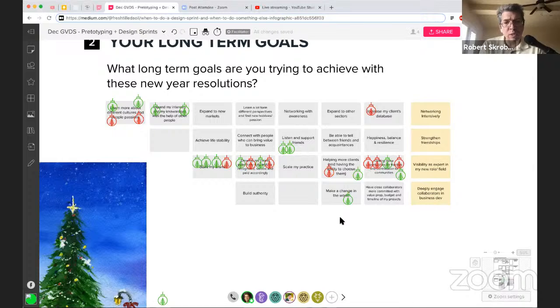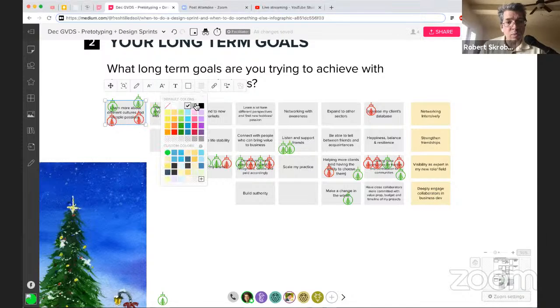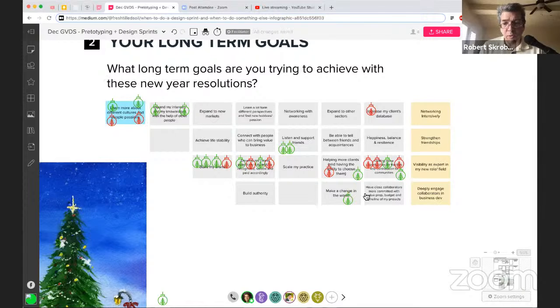Okay, let's take a look here. Out of the resolutions that we have on the right, it looks like there's a couple of them that have a lot of interest. Learn more about different cultures and people's passions is one, so again, I'll mark this one with a blue. And then there's a ton of them on visibility as an expert in my new role in the field. So I'm going to bring those over and kind of color them. And just give me one moment.